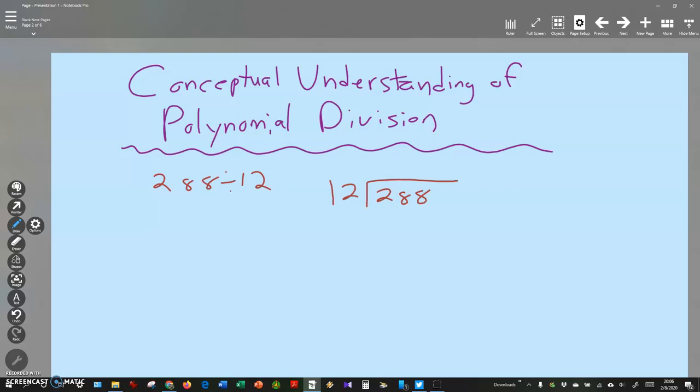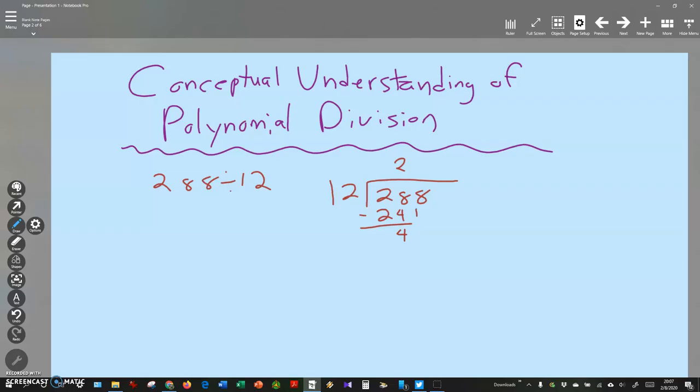really not 2, it's actually 200, but 12 doesn't go into 2, so we ask the question, how many 12s go into 288, which is really 28 tens, but we still can ask the question anyways, and we say that I need two tens of those, really is what I'm saying, and that gives us 24 or 24 tens. We take that away. We have 4 tens left over.